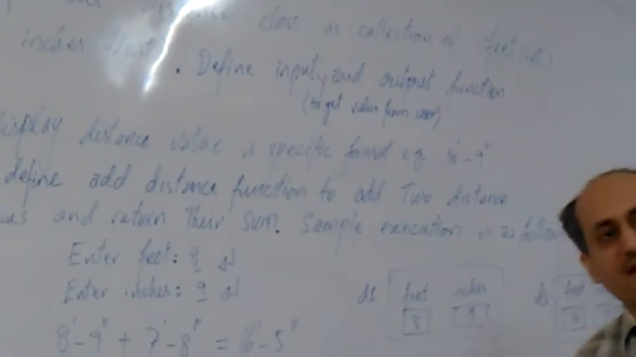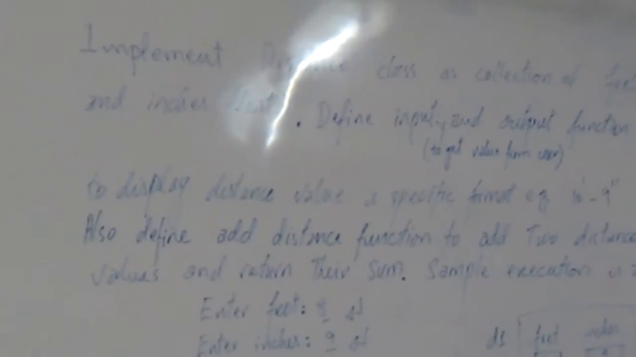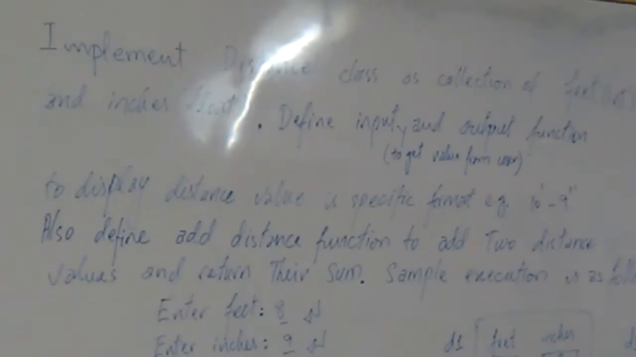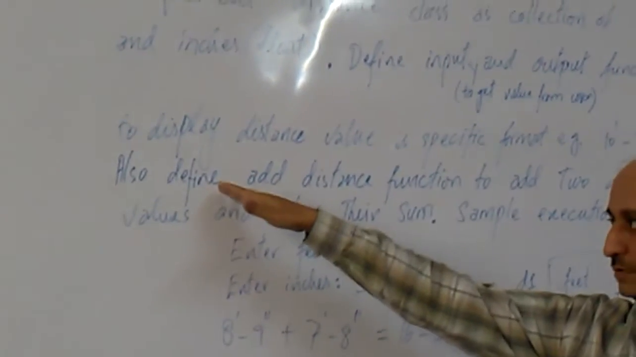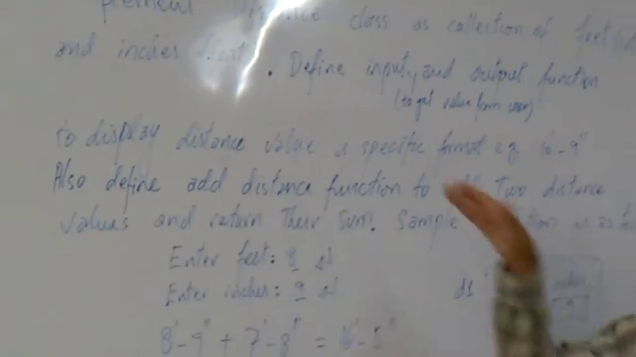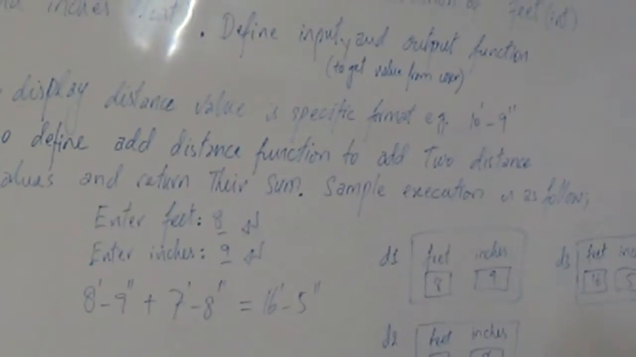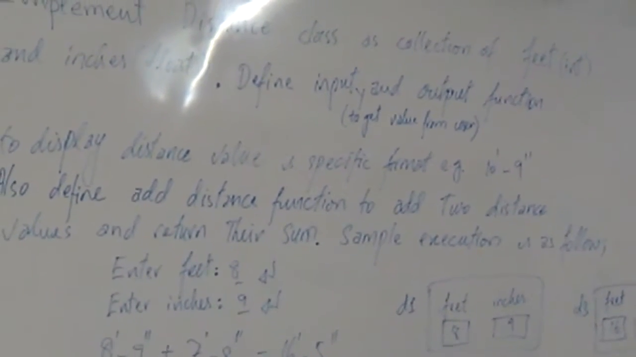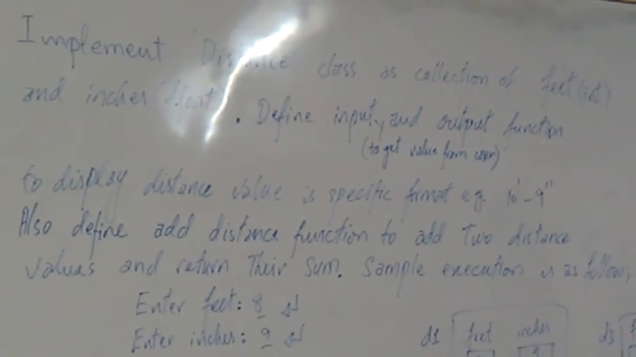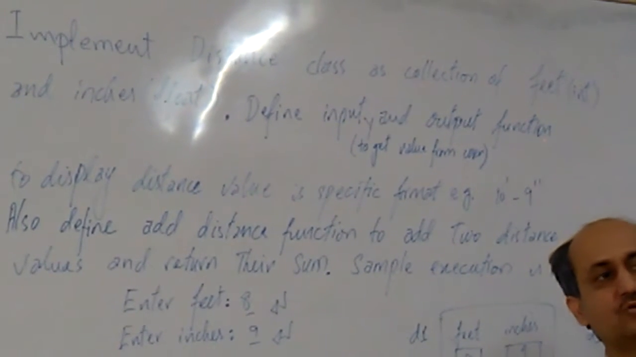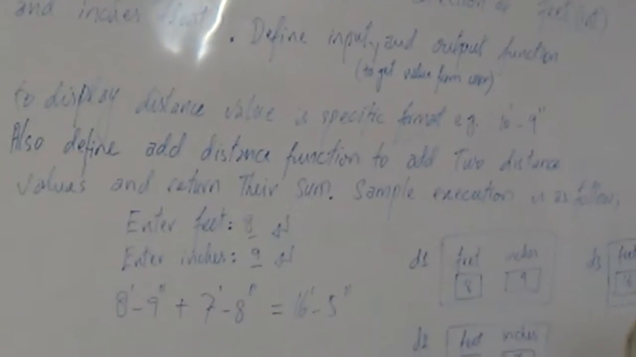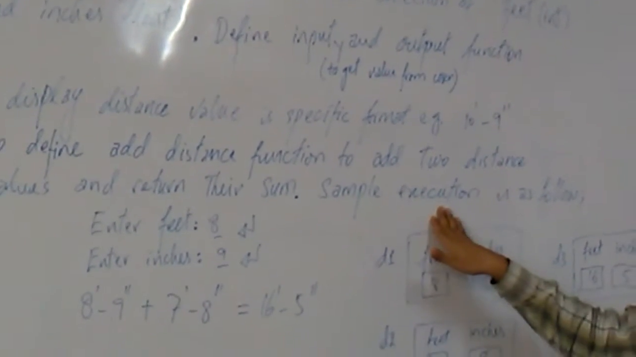After defining the basic input-output functions, we also need to define an add distance function for processing of two distance values. And what is that processing? That processing is just to add two distance values, return their sum, and display their sum to the user. Sample execution of the program is shown below.